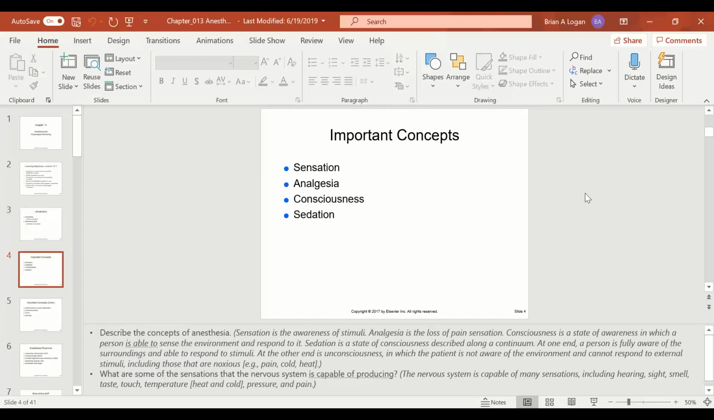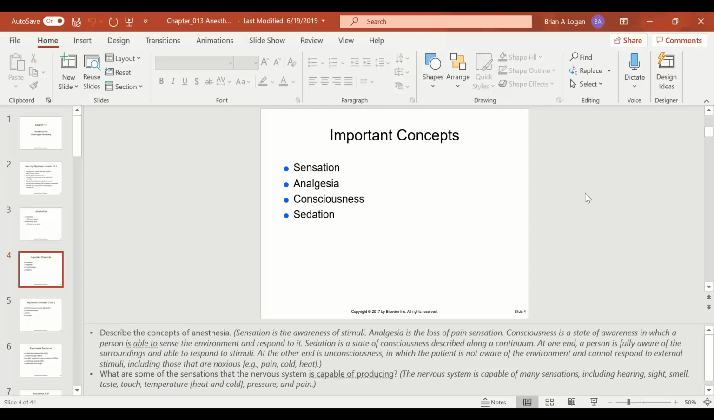Some important things to understand are sensation, analgesia, consciousness, and sedation. Sensation, this is that awareness of stimuli, right? You can feel things. You can hear, you can see, you can sense. Right, you use your five senses. Analgesia is the loss of pain sensation, not just sensation, pain sensation.